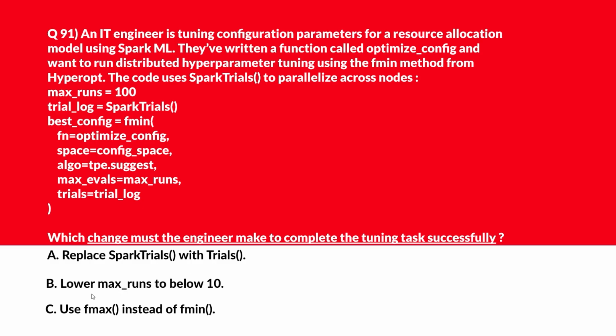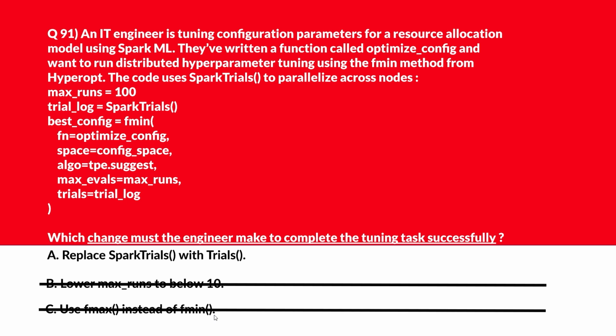Let's move to option B. B says lower max runs to below 10, which is this one, max runs. Reducing evolutions doesn't resolve execution compatibility. Hence incorrect. Let's move to now option C. C says use if max function instead of if min. So if we look here, f min here, so f max is not a valid method in hyperopt. So this is just a distractor. We'll remove this and lock option E as the right answer.